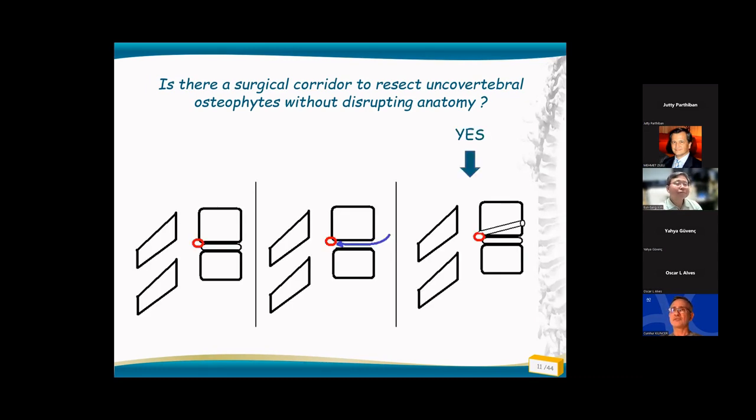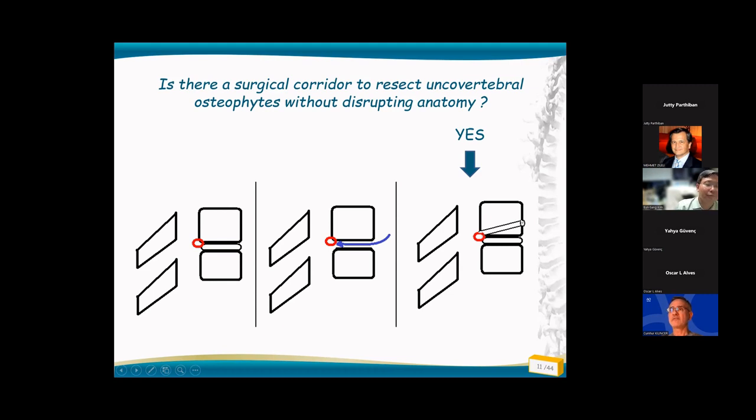Indeed, yes. You see on the left side there is a lesion here. This is a disc herniation or osteophyte. Generally, we decompress this lesion by passing through the disc, and the disc itself is innocent. The disc does not cause problems for the patient, but to reach there, you sacrifice the disc.